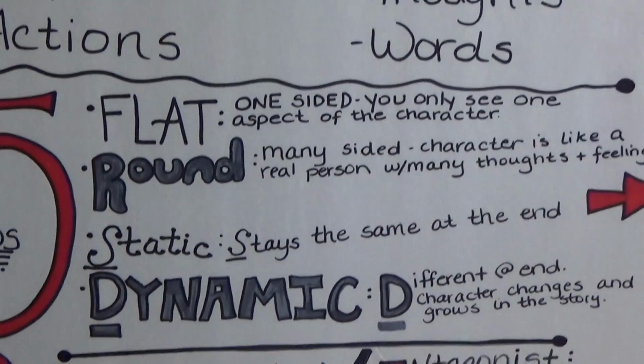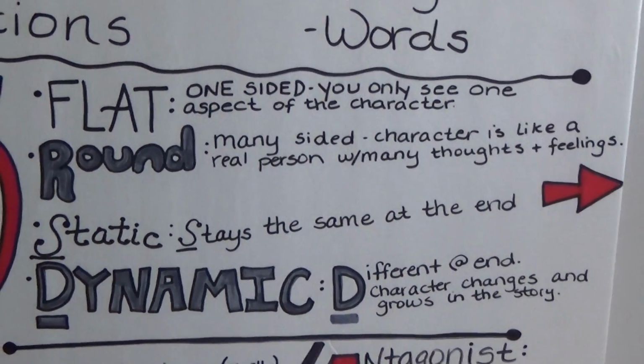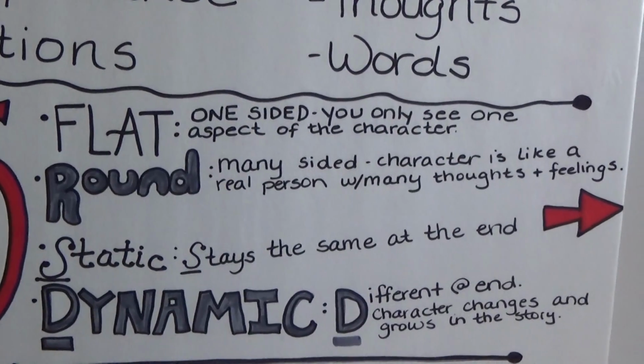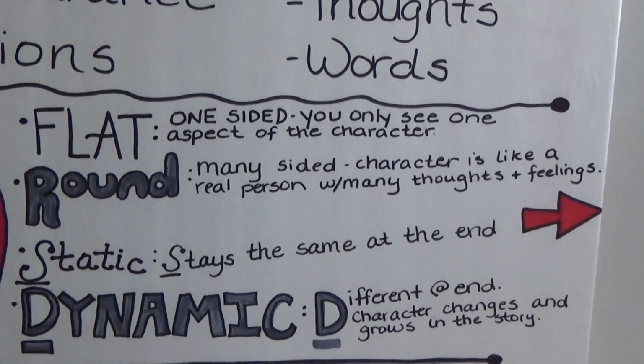Now, the opposite of a flat character is a round character. A round character is many-sided. They're like a real person with many thoughts and feelings. So when you think of round, I want you to think of a beach ball, and this is why. Take a look at our beach ball that we have hanging up in class. Our beach ball has several different areas, just like people can have several different emotions at one time.